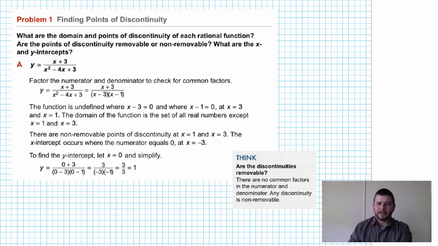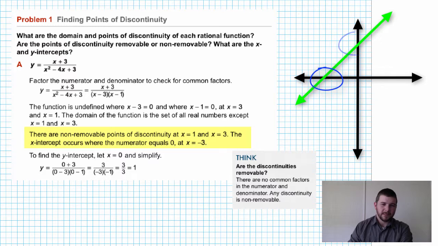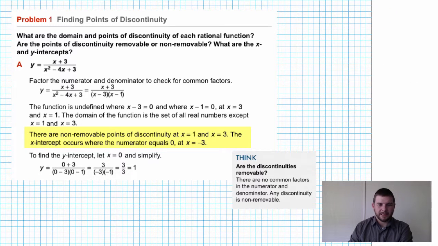If we for a moment imagine that the numerator were x minus 3, then we would have a point of removable discontinuity at x equals 3, because we would have the matching x minus 3 in the denominator and x minus 3 in the numerator. The x-intercept occurs where the numerator equals 0, because the x-intercept is where y equals 0, and the y-intercept, speaking generally about any function, is where x equals 0.